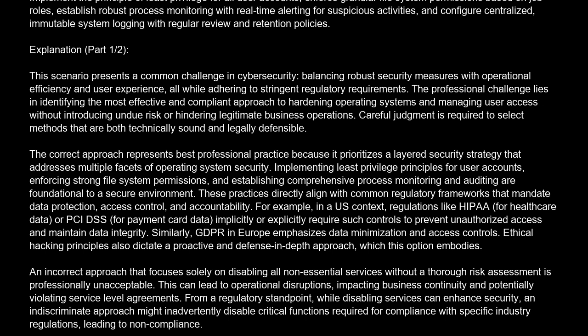An incorrect approach that focuses solely on disabling all non-essential services without a thorough risk assessment is professionally unacceptable. This can lead to operational disruptions, impacting business continuity and potentially violating service-level agreements. From a regulatory standpoint, while disabling services can enhance security, an indiscriminate approach might inadvertently disable critical functions required for compliance with specific industry regulations, leading to non-compliance.